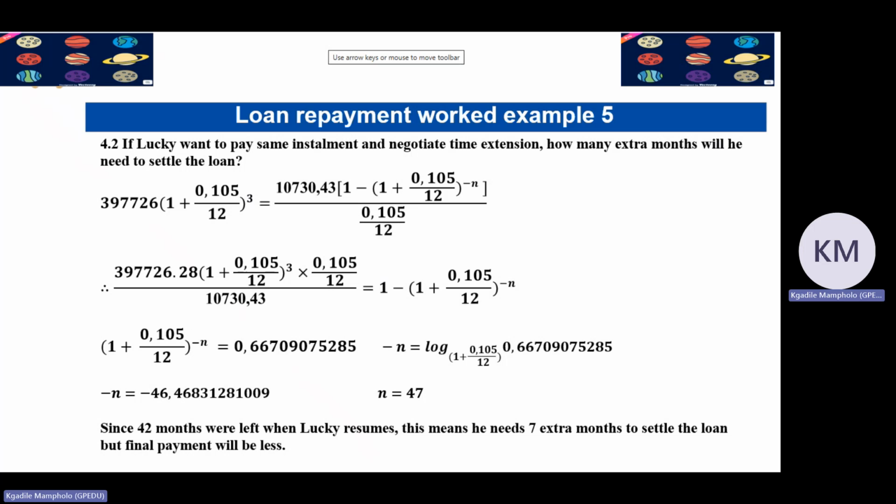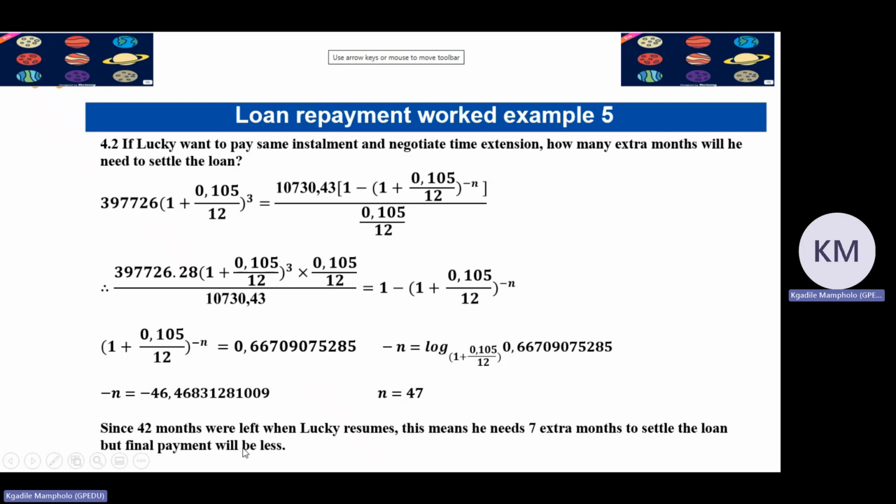0.66709075. Then you use the log as shown, but remember in this bracket you put the base of n, which is this, so write it as it is to avoid rounding off. And then here you have to write the whole of it, and the answer will be minus n equals minus 46.4683 and so on. Then it will be 47.